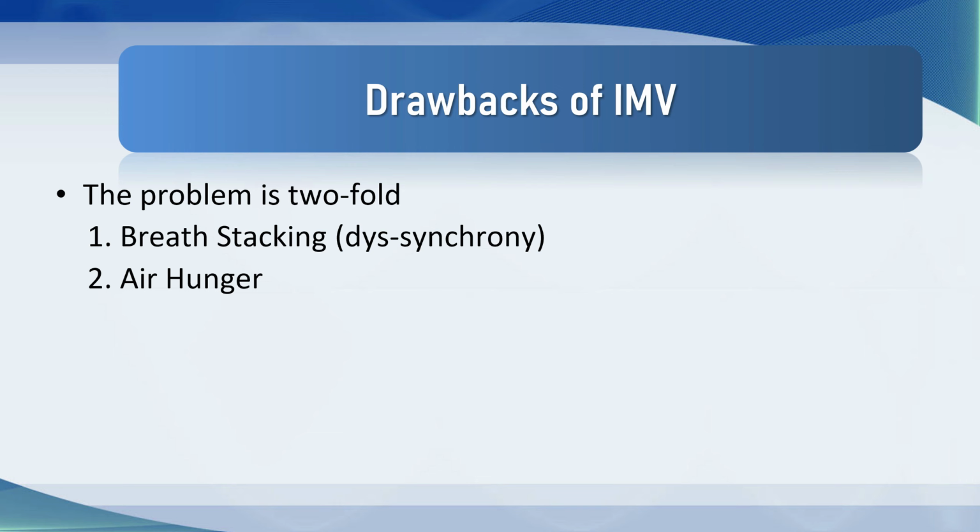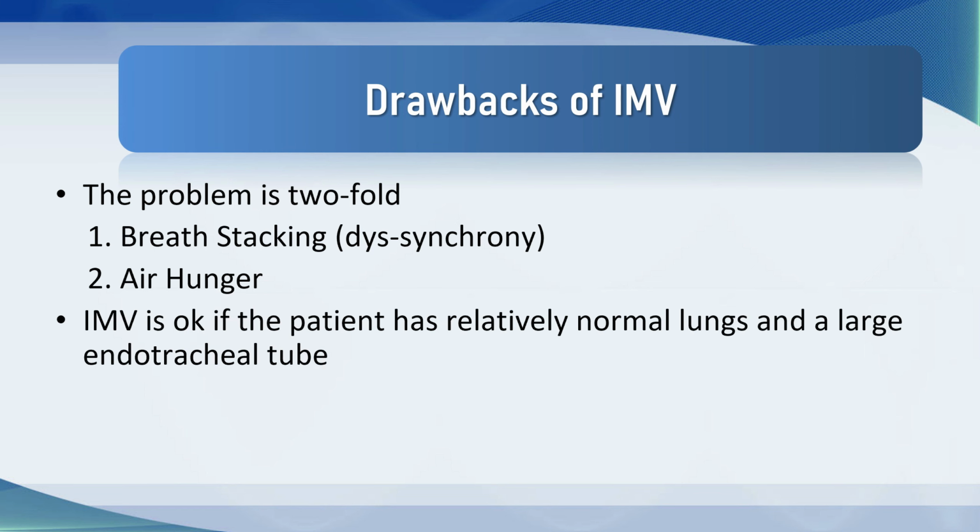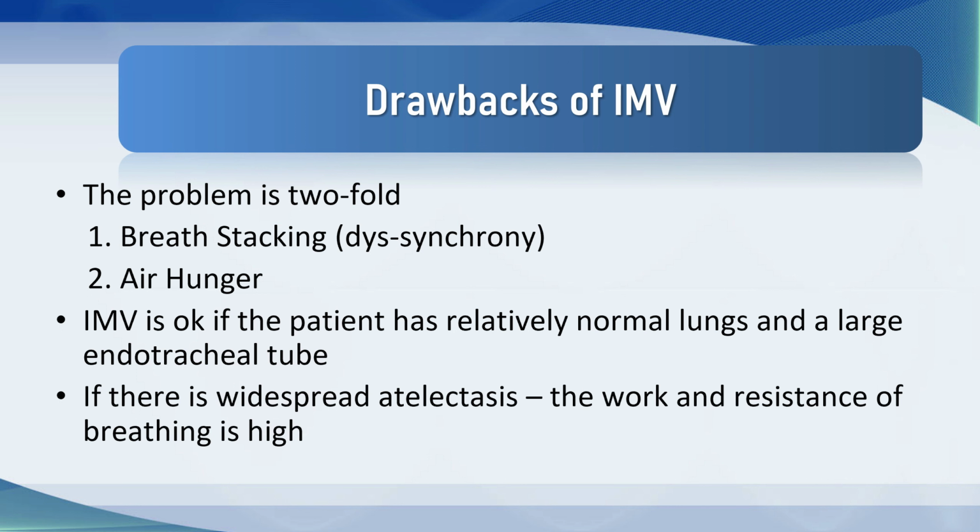The second thing is that there may be air hunger. The patient may be really sucking hard on that endotracheal tube, on that tubing to get flow out of the bag. And that's not great. So it's okay for the patient who has relatively normal lungs and a large endotracheal tube. But if there's widespread atelectasis, the work and resistance of breathing is high.